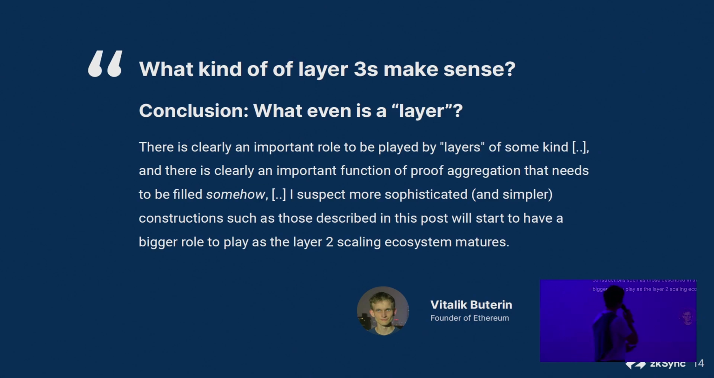And I quote, "There's clearly an important role to be played by layers of some kind. And there's clearly an important function of proof aggregation that needs to be filled somehow. I suspect that more sophisticated and simpler constructions, such as those described in this post, will start to have a bigger role to play as the layer 2 scaling ecosystem matures." So we'll go over these layers, also known as fractal scaling. This is good for fast messaging. We'll also go over aggregation. This is good for scalability. And we'll look at some more complicated, but perhaps even simpler constructions additionally.